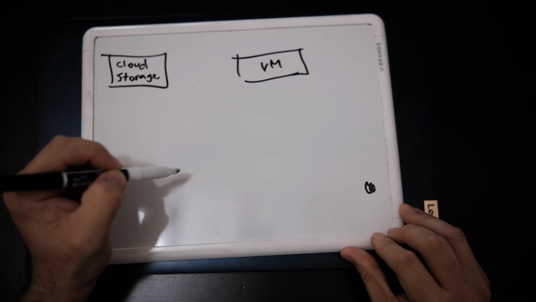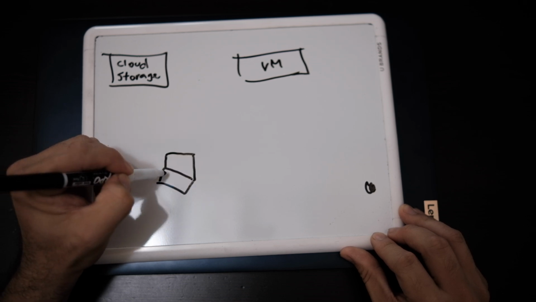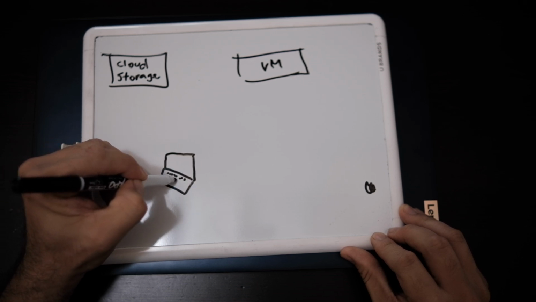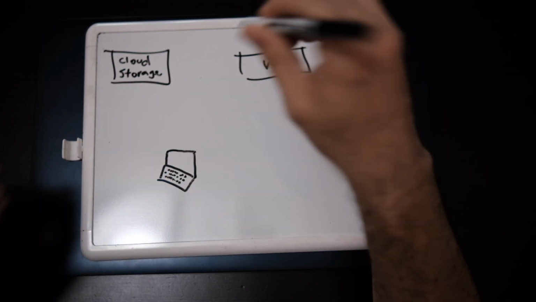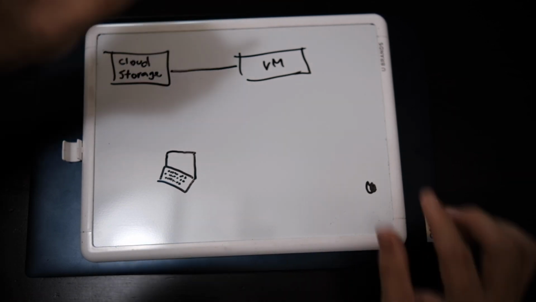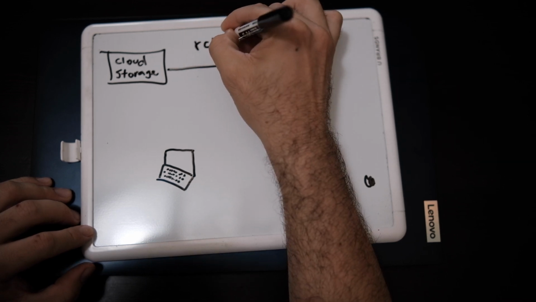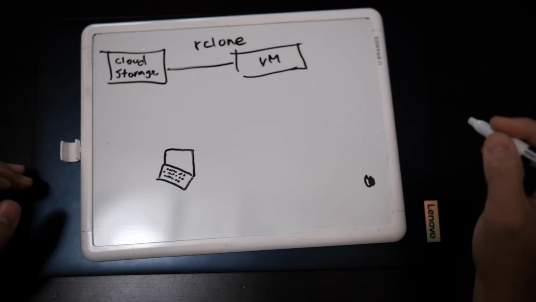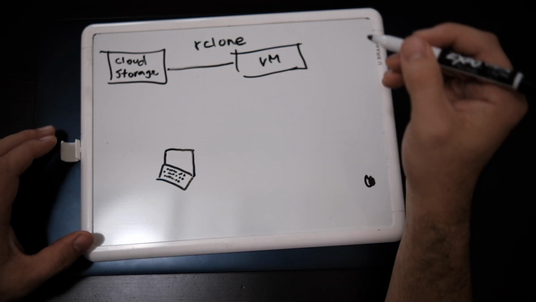So I'm gonna try to draw a laptop here. Oh yeah, it's not too bad. Add a little keyboard. There you go. And this is also running Linux. Your VM will connect to your cloud storage using a tool called rclone, which is kind of like rsync, but it syncs to a cloud storage.